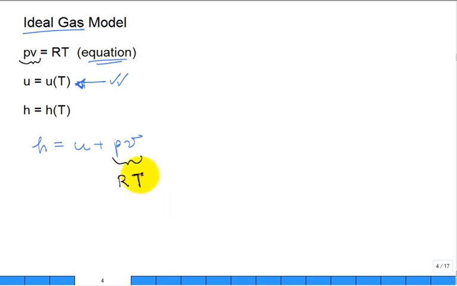Okay. If I look at RT, it is the product of R times T. What again is R? It's a constant. Is R a function of pressure? It's a constant. No. Is temperature a function of pressure? No, temperature is temperature. It's not a function of pressure. So this is not a function of pressure. It's only a function of temperature. And you add to it something that's a function of temperature only, and you conclude that enthalpy is a function of temperature only as well for an ideal gas.